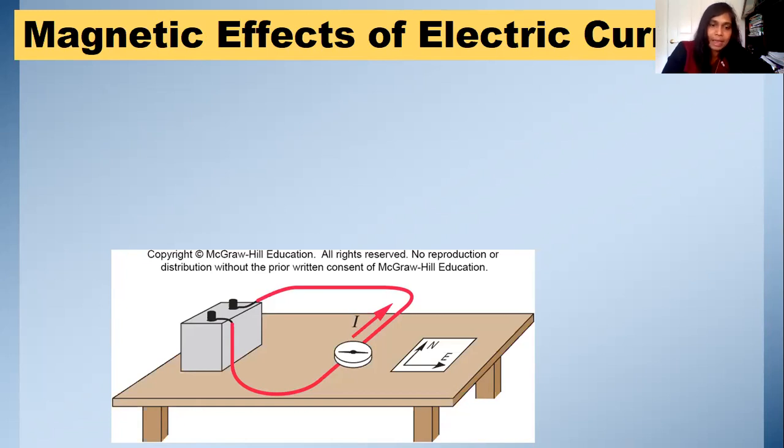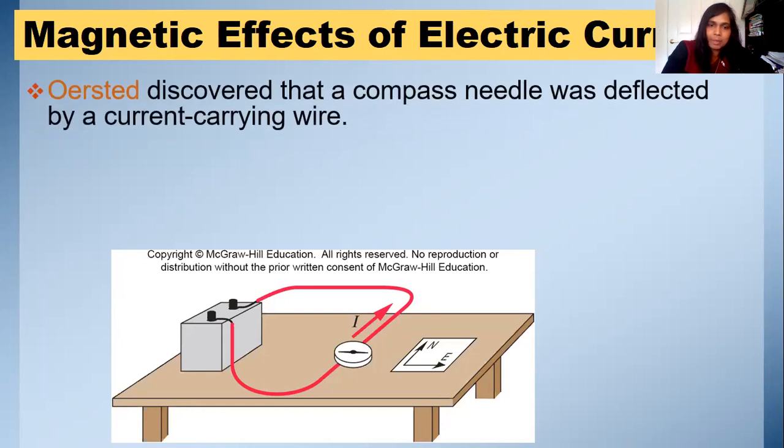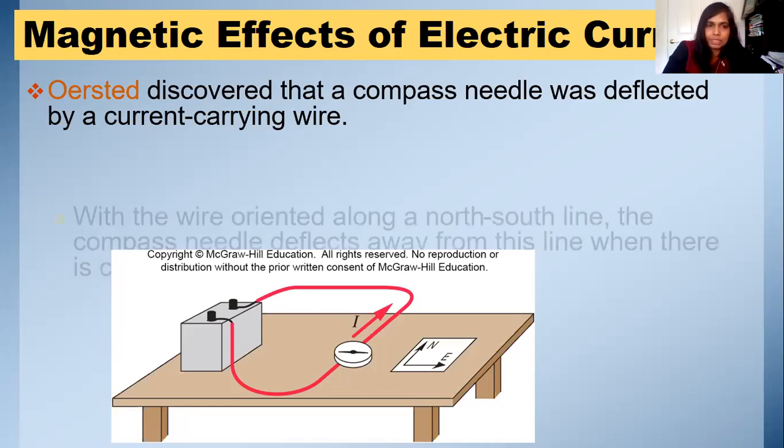But if we have a bare wire, like an open wire, and we keep a compass around the wire, we should be able to see the compass needle get deflected. Oersted was the first to discover this. So when we have a current carrying wire, it creates magnetic field lines around it.